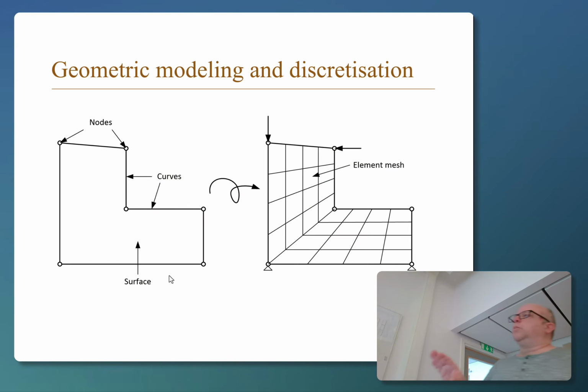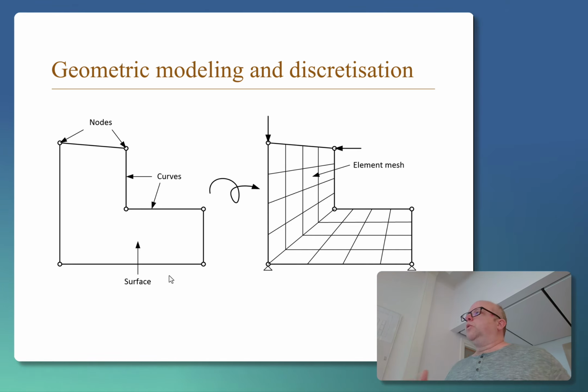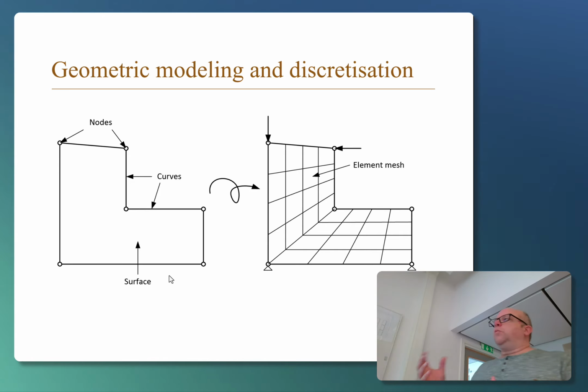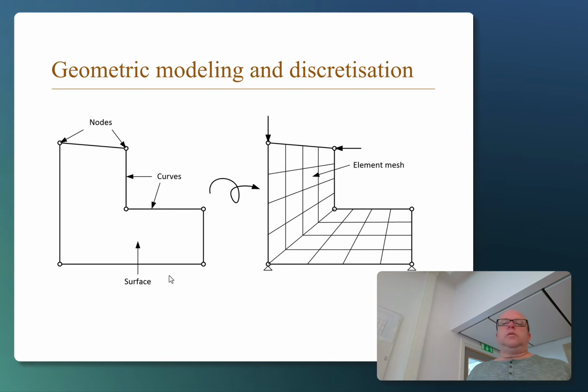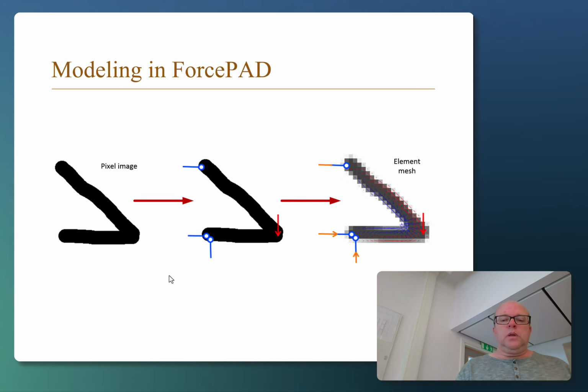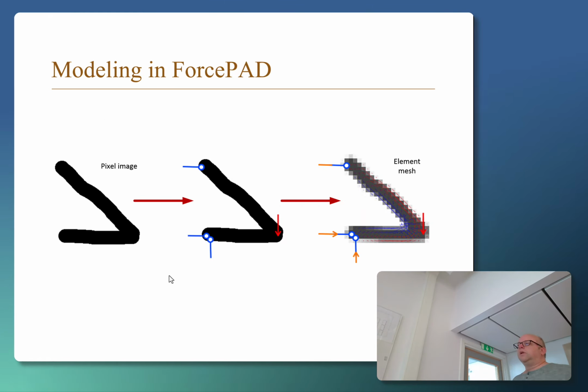So this is the geometric model. You have curves and you have an element mesh. This is what you're doing in this course. And it's very good for doing parametric models and engineering things. It's a bit more complicated if you want to do design, because you have to redo the geometry, define the nodes, and create curves. So in ForcePad, you instead go from a pixel image, that can be anything.